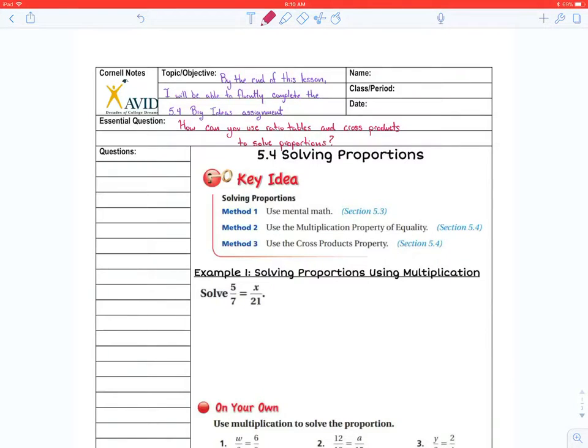5.4 is all about solving proportions. Now, we just spent a lot of time on 5.3 going over how to write proportions, and then in 5.4 we're going to go over the 3 different methods of actually solving out the proportions.